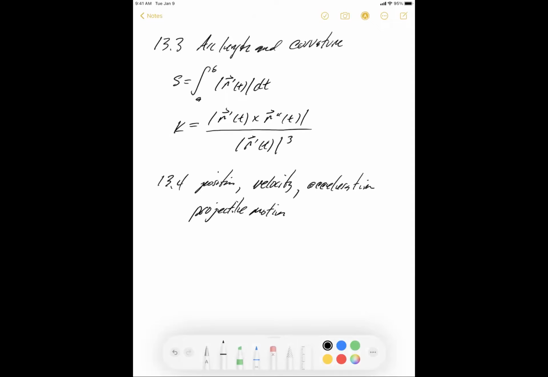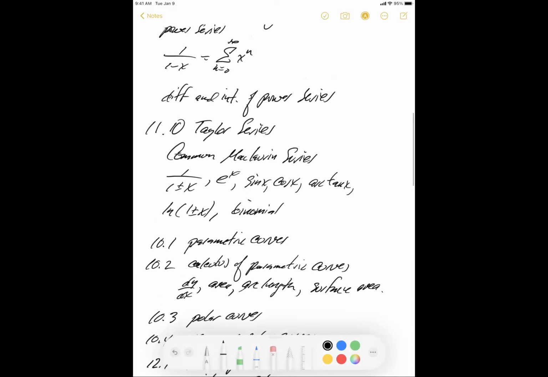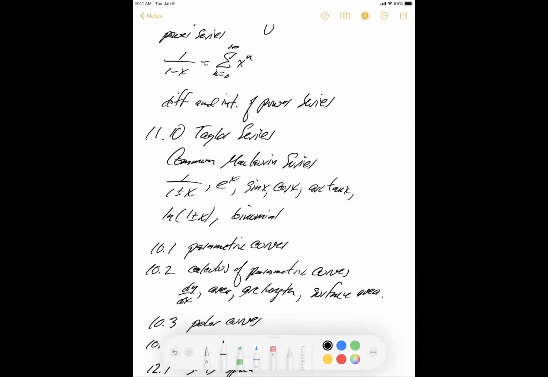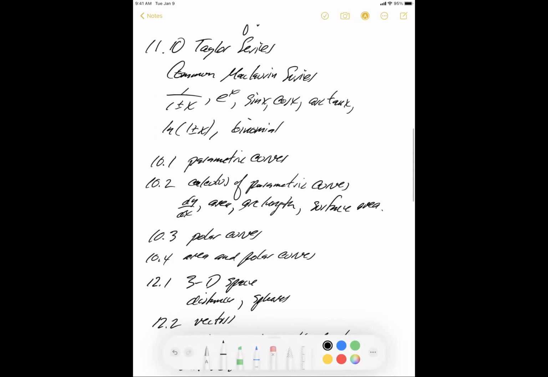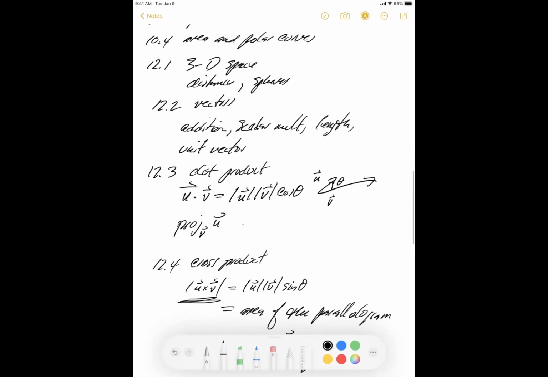Wait, could you scroll up to like what's past 10.4? A little bit down, like where 10.4 is at the top. You want 10.4 on the top like that? Yeah.